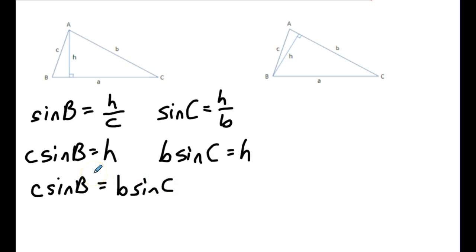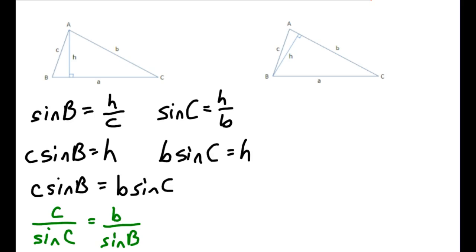Now we need to be a little creative. I'm going to divide both sides of the equation by the sine of B, and I'm going to divide both sides of the equation by the sine of C. And if we do that, we're going to get c divided by the sine of C equal to b divided by the sine of B. You can start to see that we are getting part of the law of sines already.